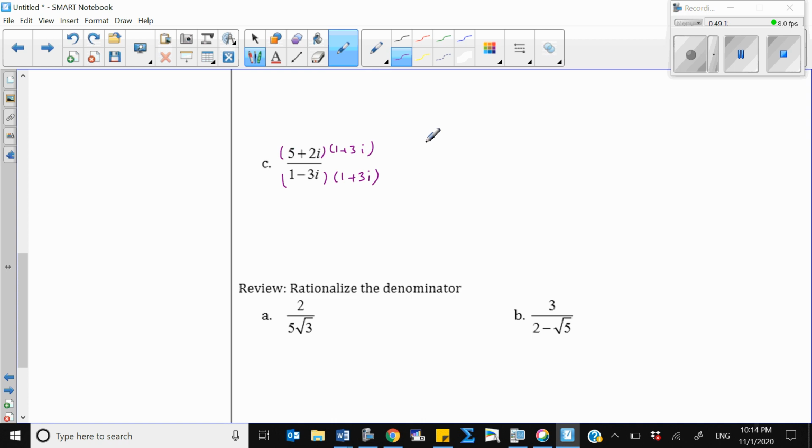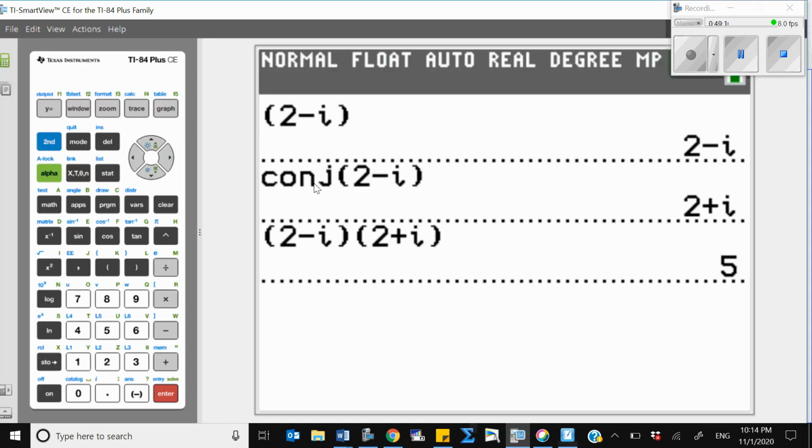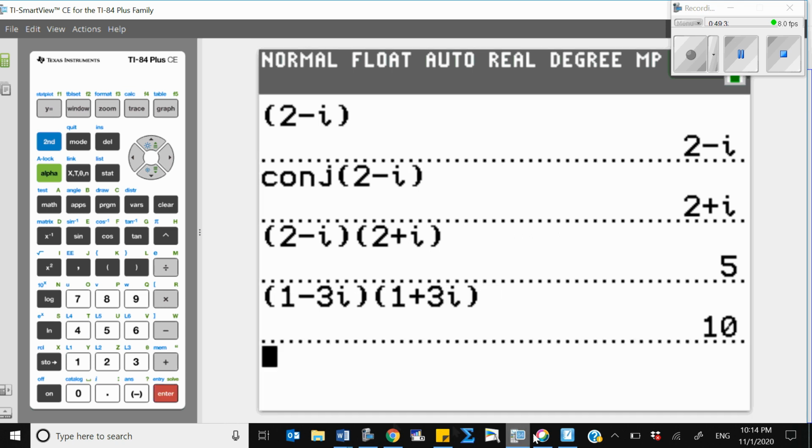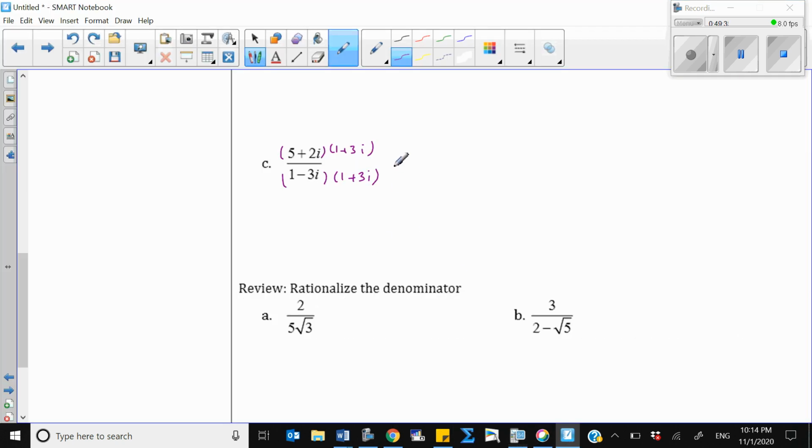And now I'm just going to use my calculator to find that. What is (1 - 3i) times (1 + 3i)? It is equal to 10. So the denominator here will be 10.